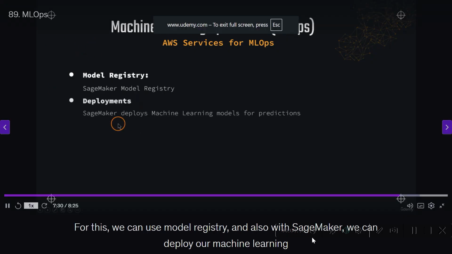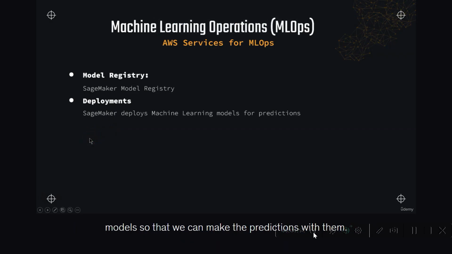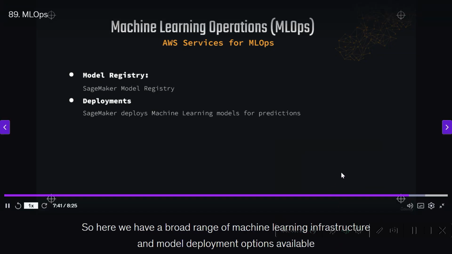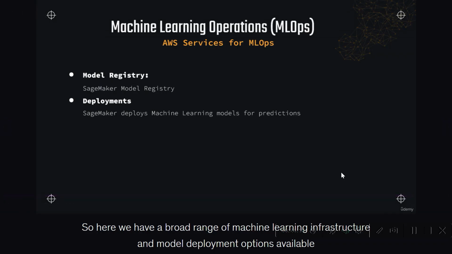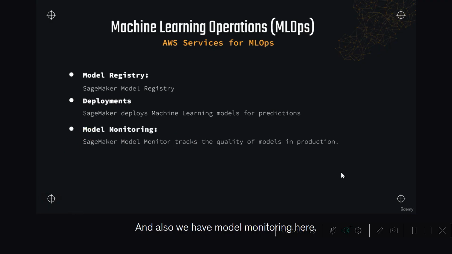And also with SageMaker, we can deploy our machine learning models so that we can make the predictions with them. This is what we call inference. So here we have a broad range of machine learning infrastructure and model deployment options available so that we can meet our inference needs. And also we have Model Monitoring. Here we can monitor the quality of a SageMaker model in production.